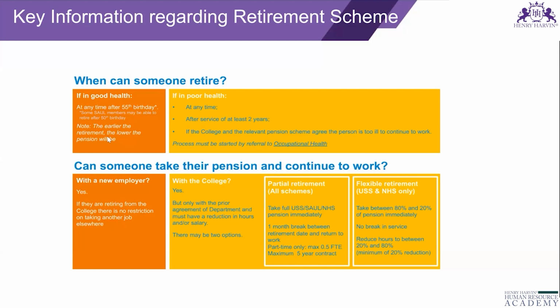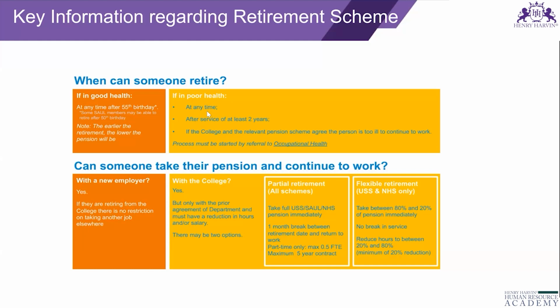The earlier the retirement, the lower the pension will be. This is something common: if they retire early, they get a lesser amount compared to what they would receive in full retirement. This is for normal cases, early retirement in good health. If in poor health, with sickness or any kind of critical illness, they can retire anytime if they can prove they are not able to continue the work. They will need a certificate or proper documentation for that.